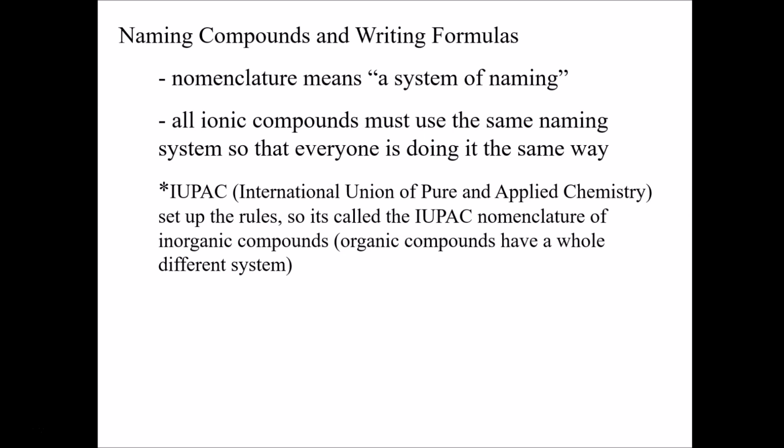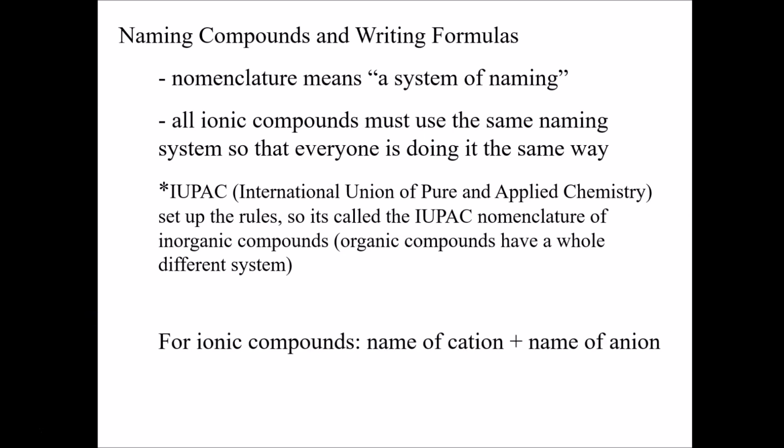The basic organization that sets up all of these rules that we learn is called the IUPAC. It's the International Union of Pure and Applied Chemistry, and it's basically chemists from all over the world that come together and make up a set of rules that everyone around the world follows in terms of naming the compounds. Okay? So for ionic compounds, every ionic compound has two names.